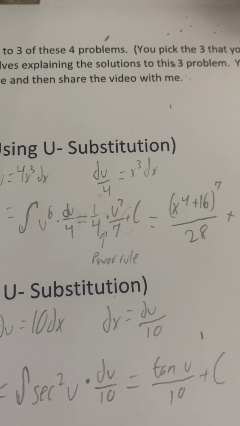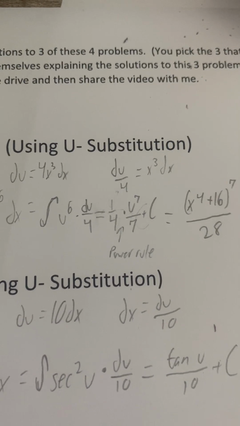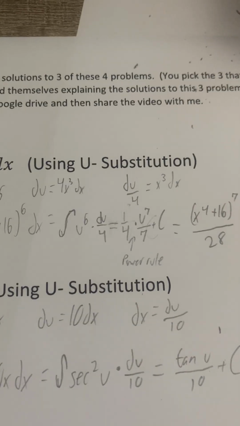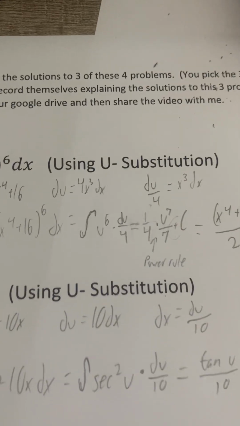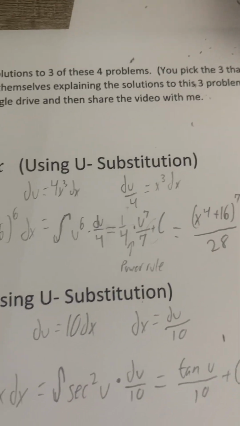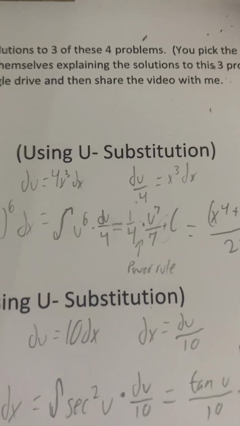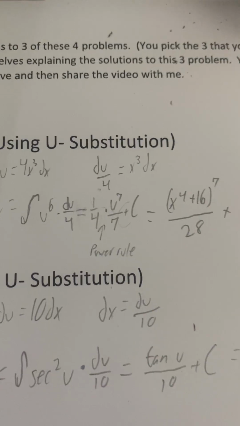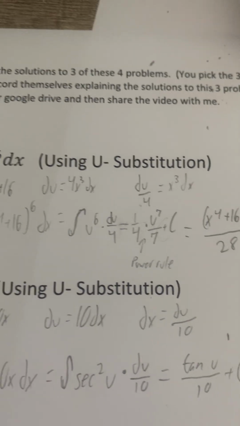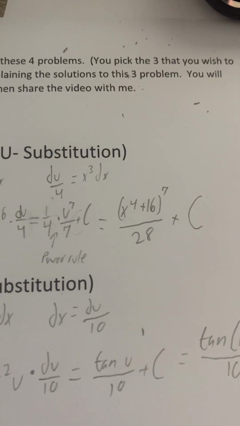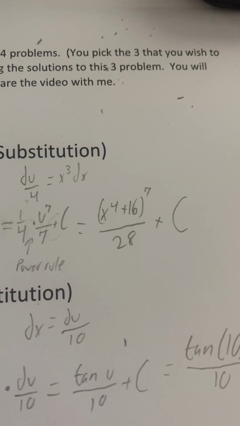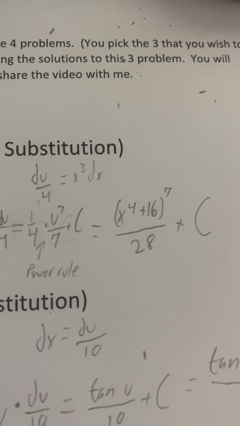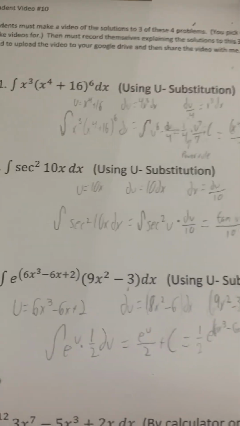So as you separate it, u to the 6 times 1/4 du, you end up with 1/4 times u to the 7 over 7, just because that's the power rule. So that is u to the power of n plus 1 over n plus 1. So as you go back and reestablish your u value of x to the power 4 plus 16, that gives you (x to the power 4 plus 16) to the power of 7 over 7 times 4, which is 28, plus c. So that's the first problem.